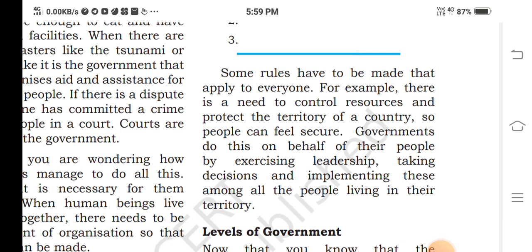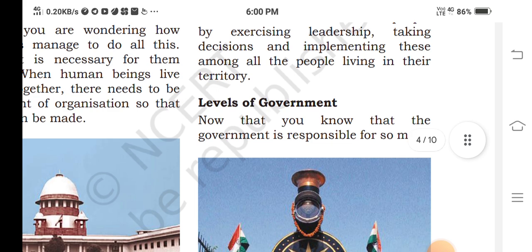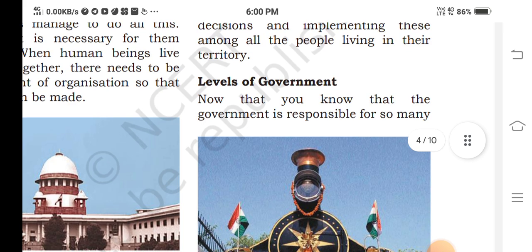Some rules have to be made that apply to everyone. For example, there is a need to control resources and protect the territories of a government so people can feel secure. Governments do this on behalf of their people by exercising leadership, taking decisions and implementing these among all the people living in their territories.